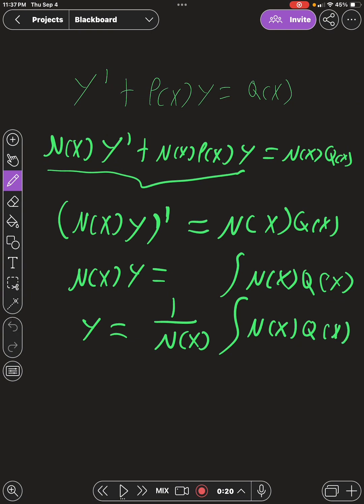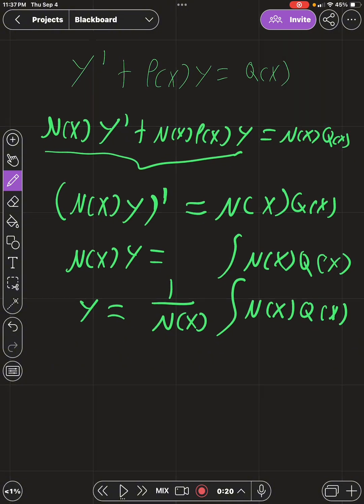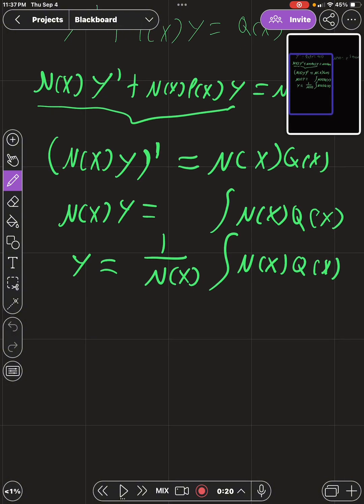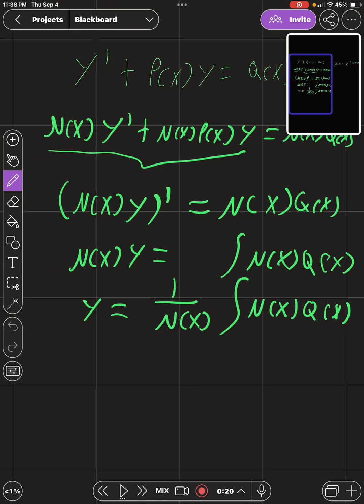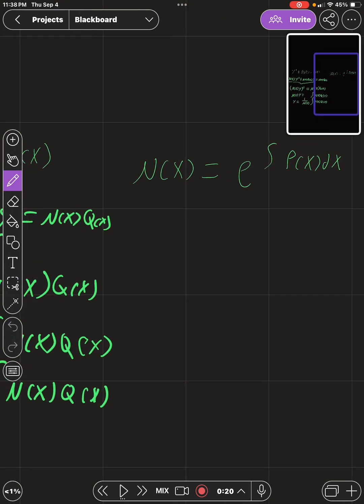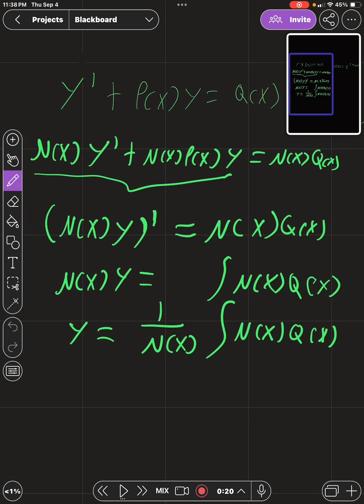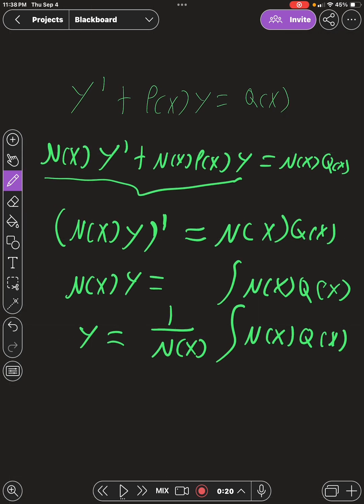So really, you can always solve a first order linear differential equation just by plugging in this formula. It works every time because this is the standard form. But why does this work? Why does this mu of x that we mentioned over here actually work? It only works if it's true that this is equal to this. So how do we determine that?